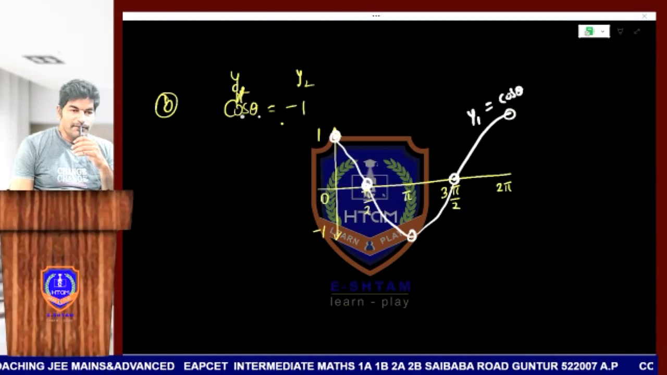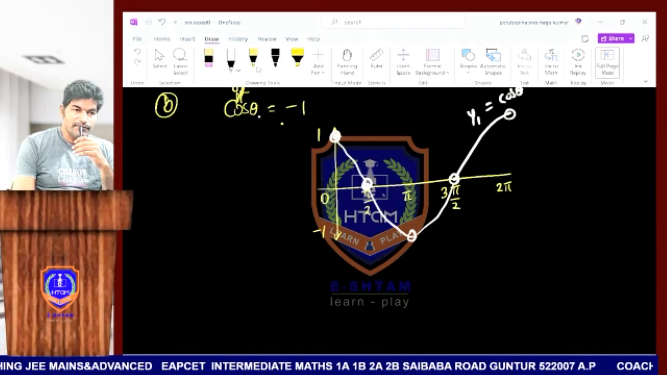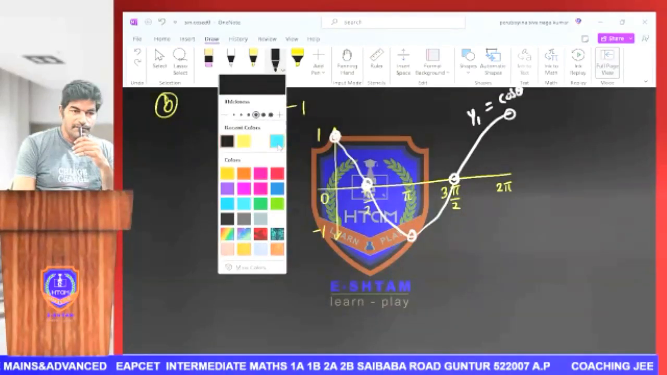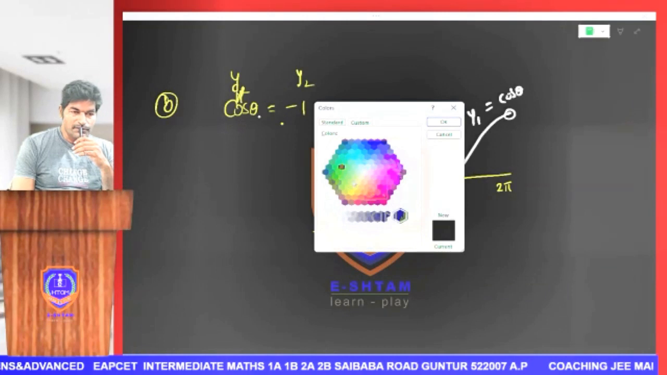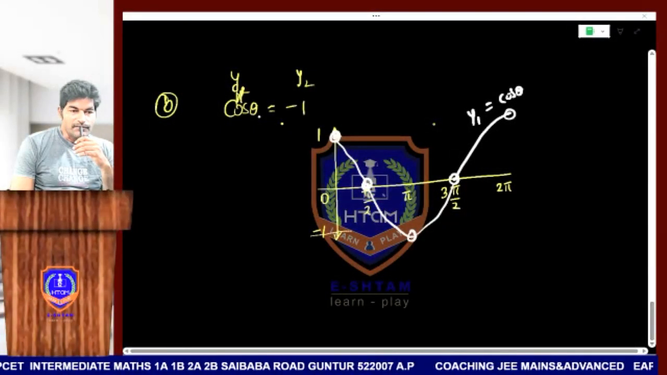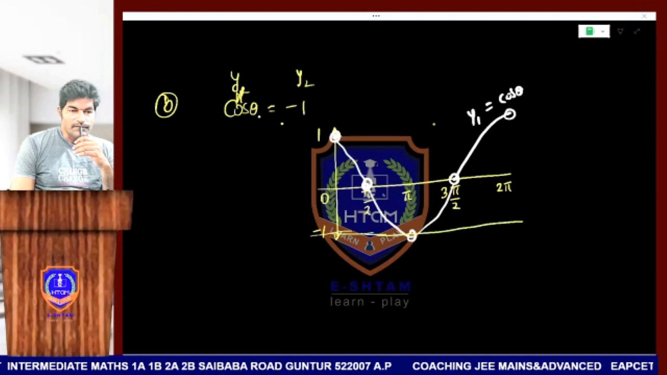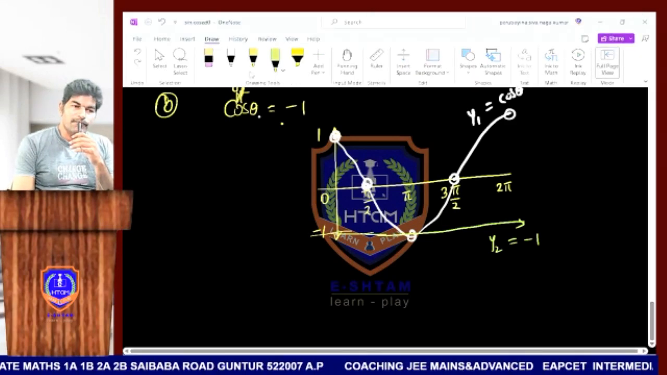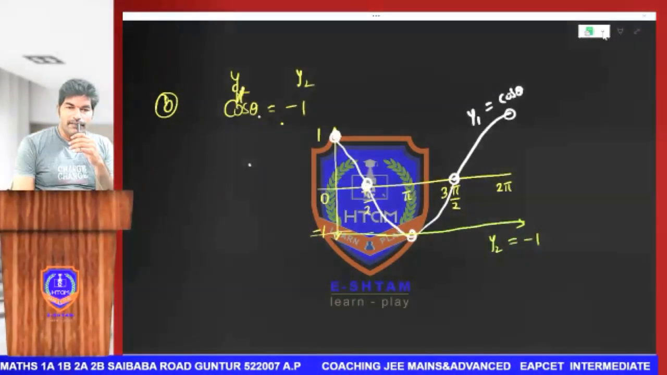Next, y2 means -1. Where will that line be? Downside, yes, correct. Let's choose one dark color. This line is y2 equal to -1. This is also touching the graph at only one point.